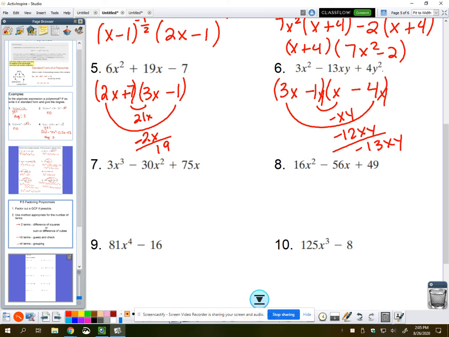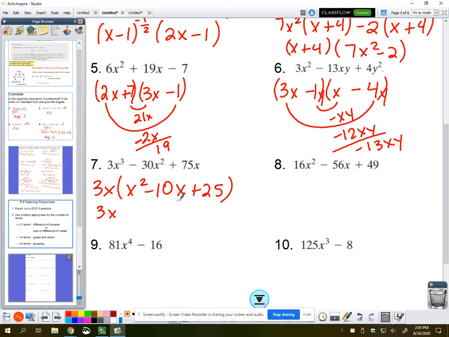All right, so number 7, that one I believe has a GCF. Everybody is divisible by 3 and has an x. So that leaves me x squared minus 10x plus 25.